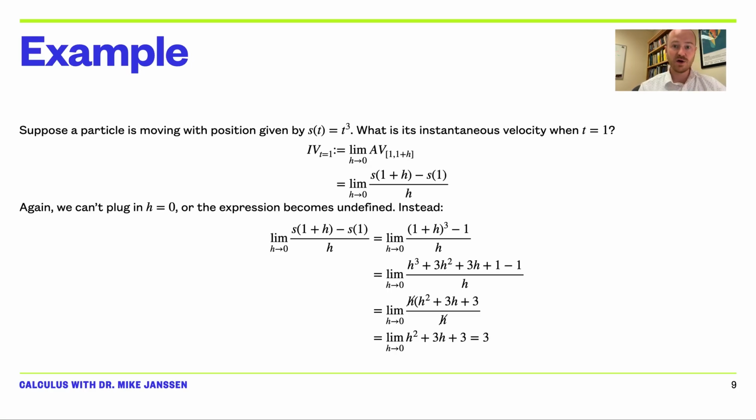We can expand 1 plus h cubed, which is s of 1 plus h. And what we get is h cubed plus 3h squared plus 3h plus 1. And we're still subtracting 1 because s of 1 is 1 cubed, which is 1. And those 1's cancel. And now everything in the numerator has an h. And so I can factor that h out. And then I can cancel the h from the numerator and denominator. And now I just have a nice polynomial expression. It's continuous, and so I can just plug 0 in for h, and I get a limit of 3. So when t equals 1, the instantaneous velocity of this particle is 3.